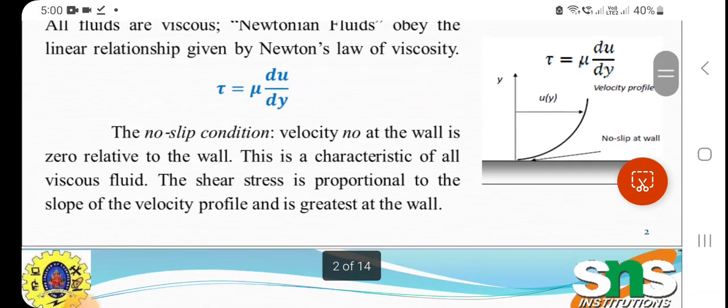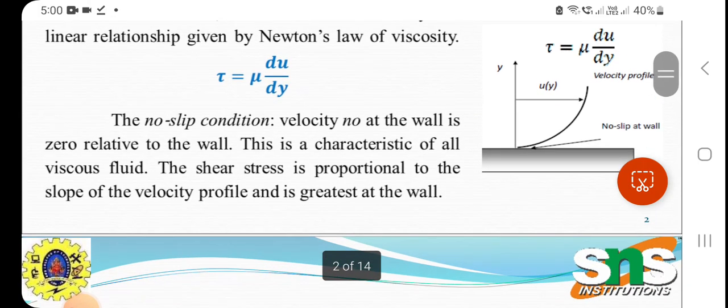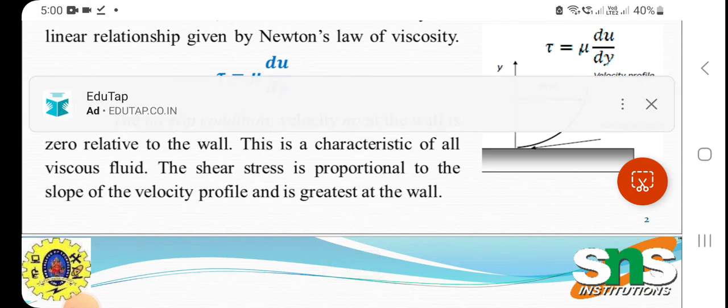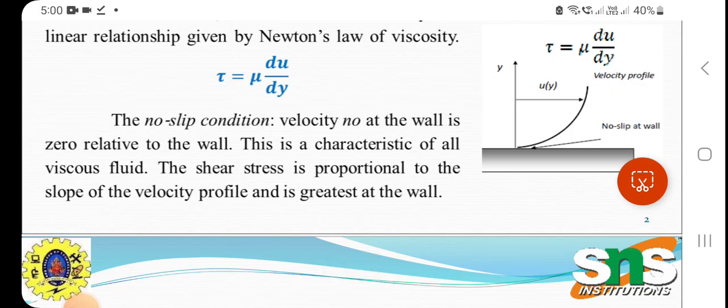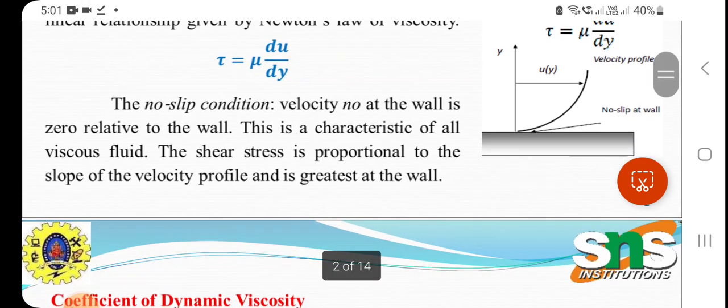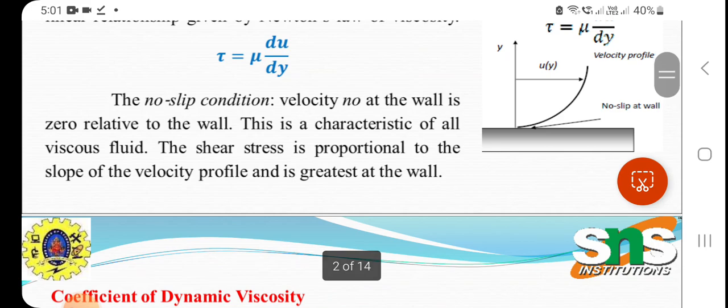So if you take a profile of a fluid which is flowing through a fixed pipe, each layer of the fluid has a velocity of u, and the adjacent layer will have some shear stress on it, that is mu. The no slip condition: velocity at the wall is zero relative to the wall. This is the characteristic of all viscous fluids. Then the shear stress is proportional to the slope of the velocity profile and is greatest at the wall.